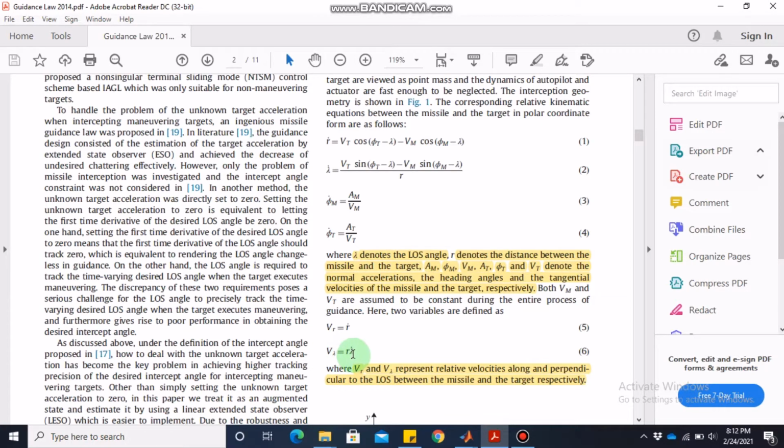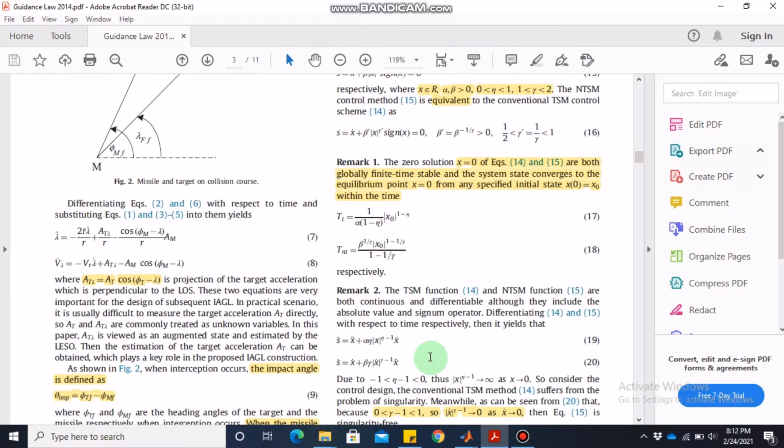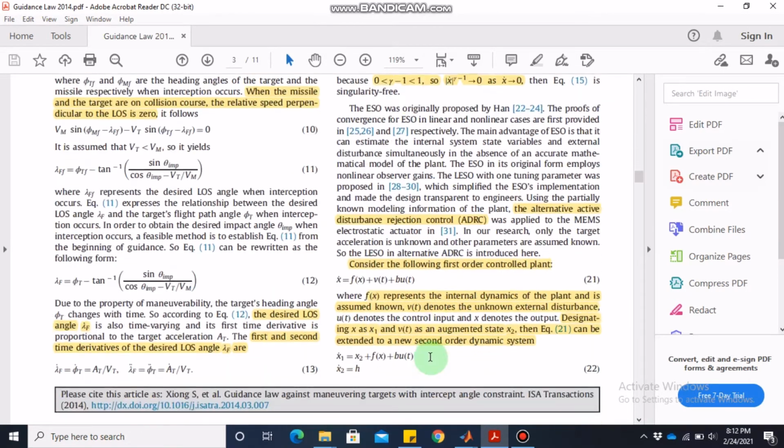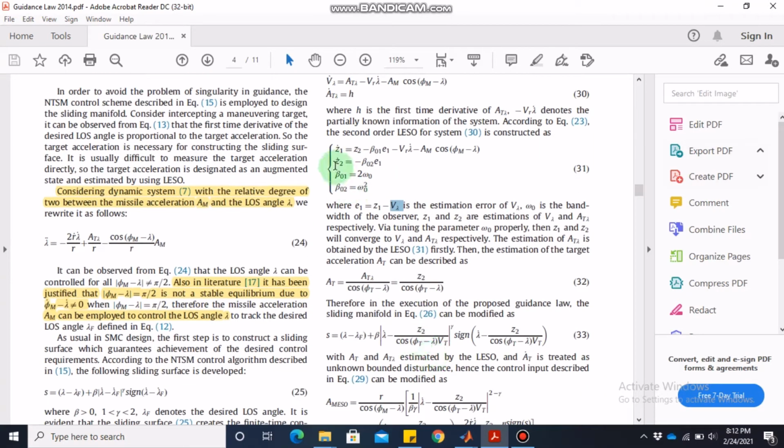So basically we shall be estimating lambda dot, and v lambda will help us in that, which is the rate of change of line of sight angle. And then z2 dot is equal to beta 02 times e1. So these are the equations of the estimator.